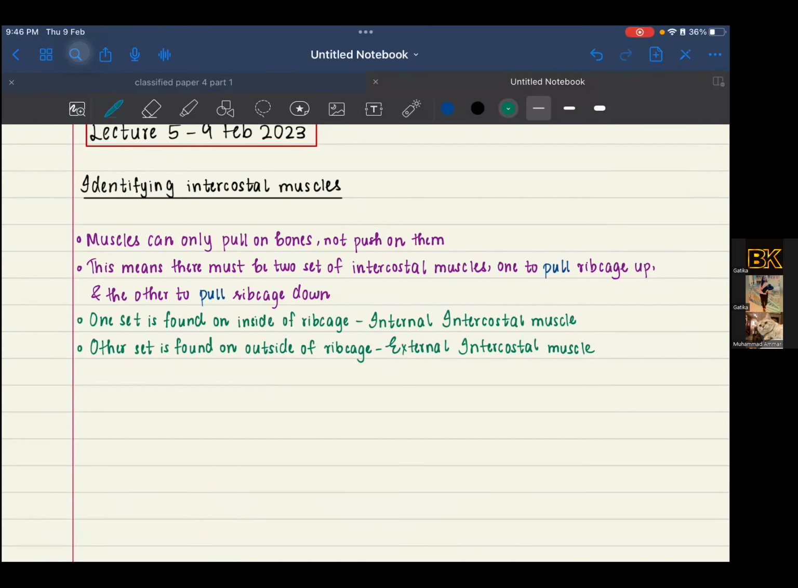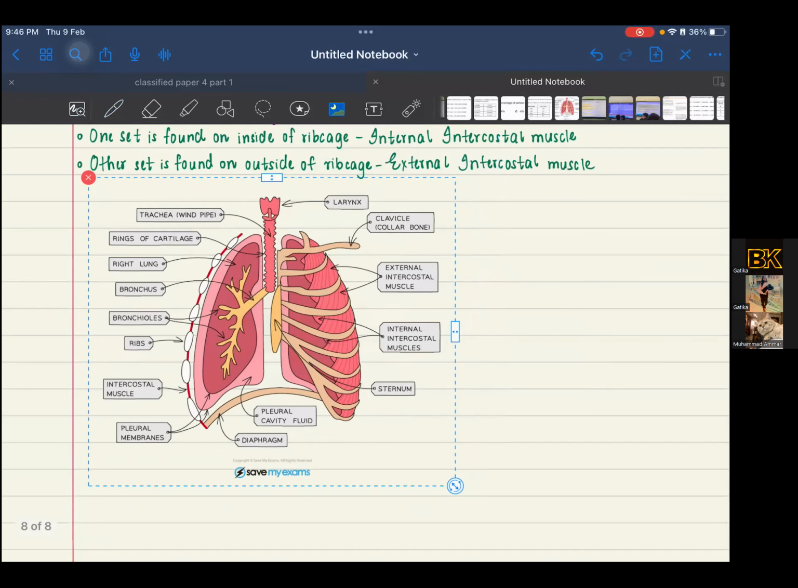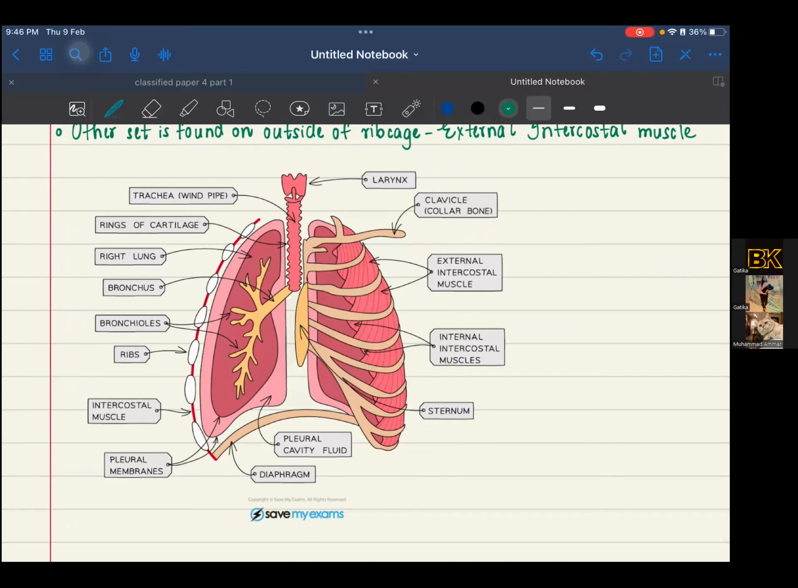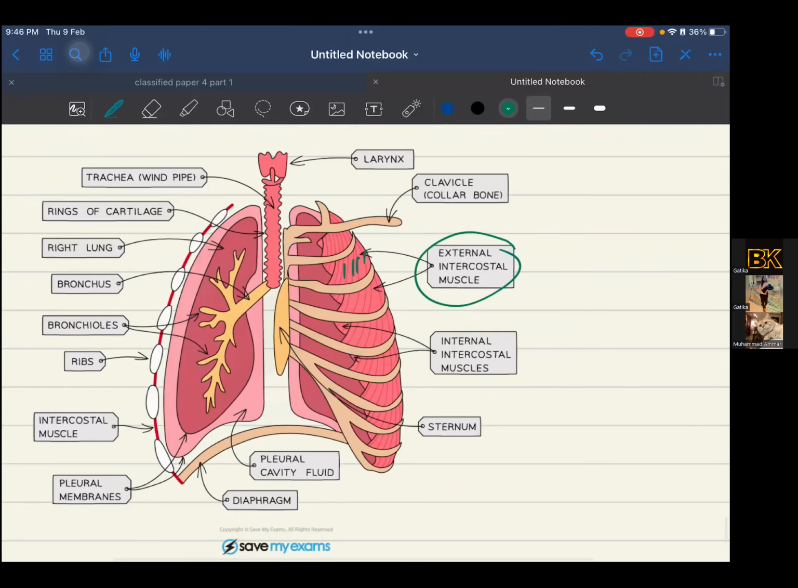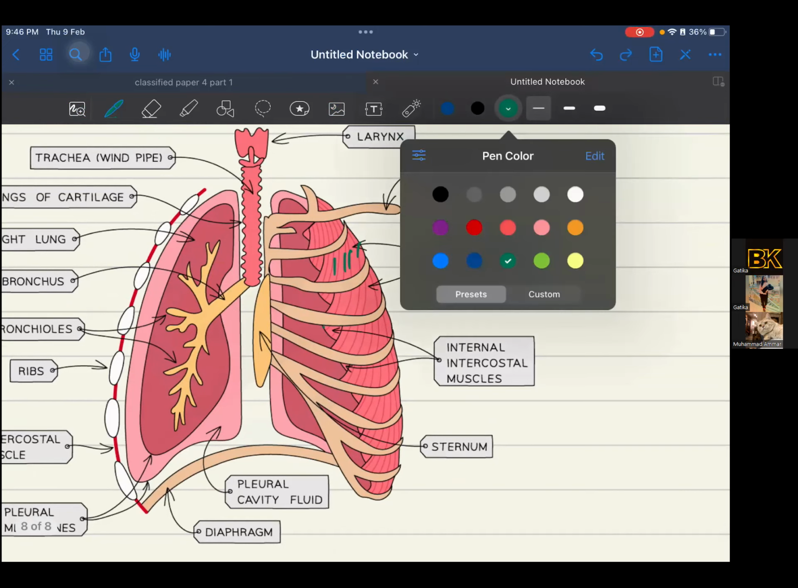Now, moving on to some pictures I wanted to show. This was one of them in Save My Exams. I will show you three of them so you get a good idea. You see the pink one right here. This is the external intercostal muscle. It's basically found on the outside of the rib cage. And this one on the inside, even that one is pink, but it's on the inner side.